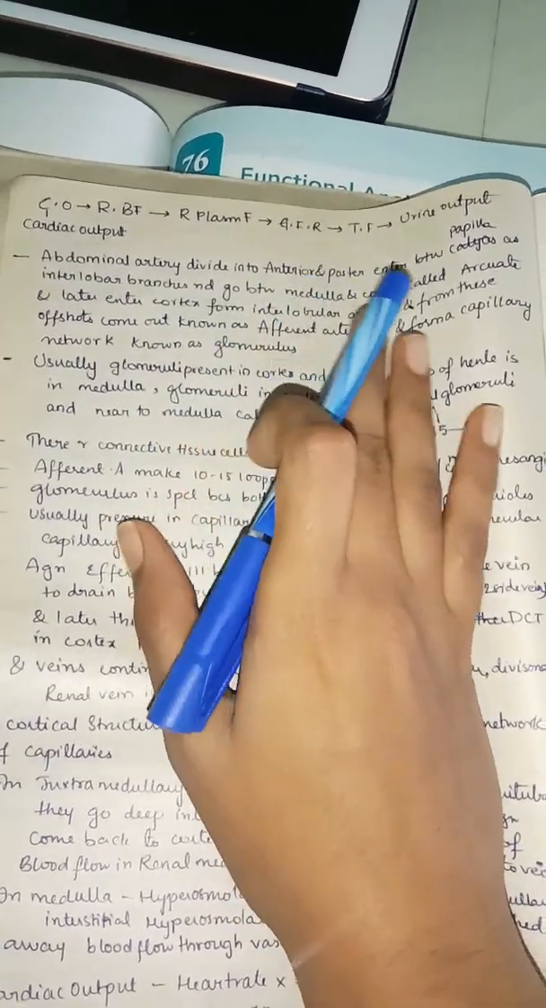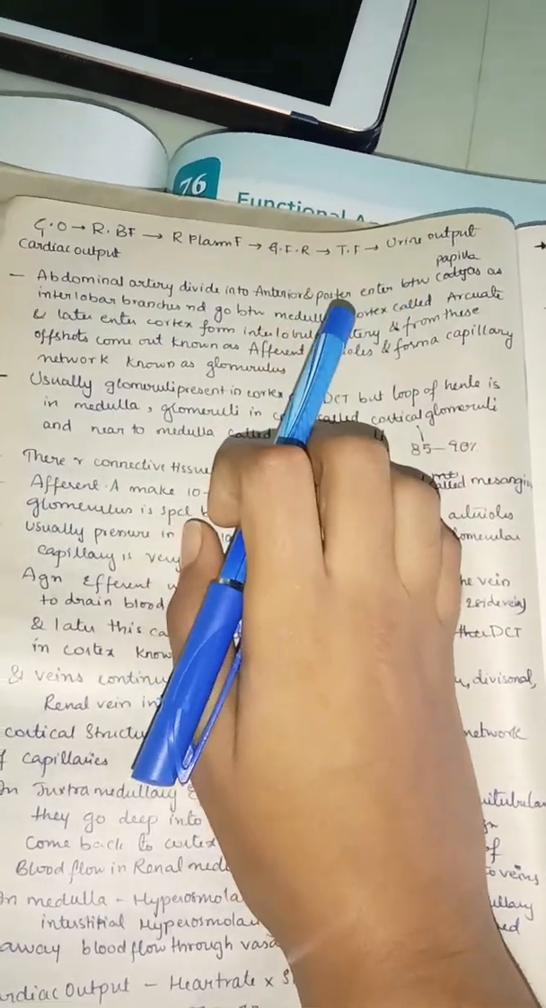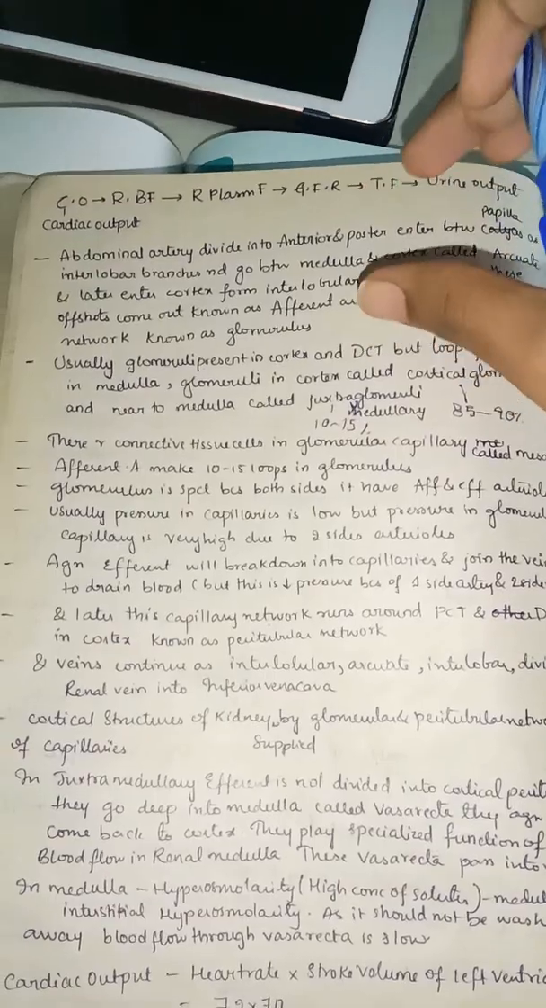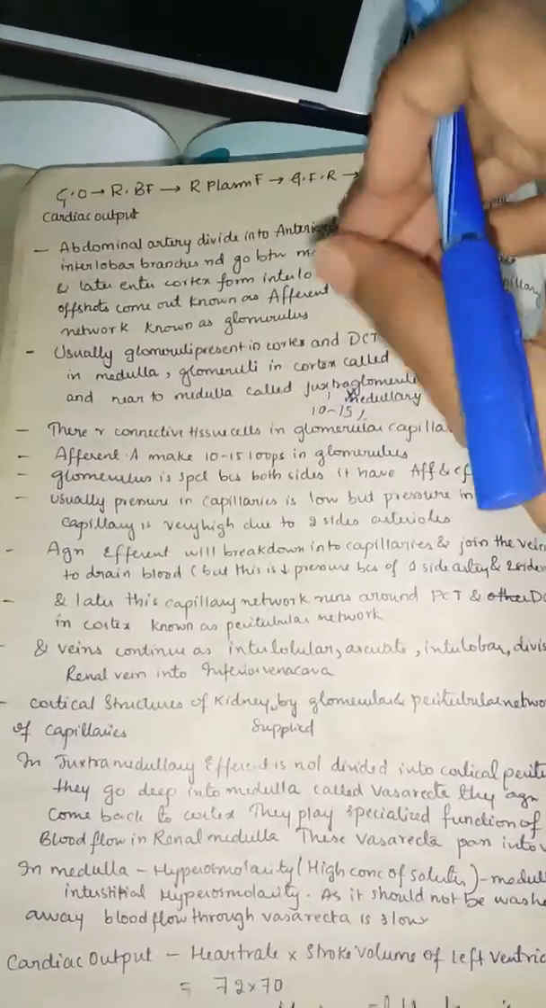So from the glomerulus again the efferent arteriole comes and it continues as peritubular capillaries. We'll see all this. I'll explain this in a diagram in a very neat form later. So first, just understand the theory.